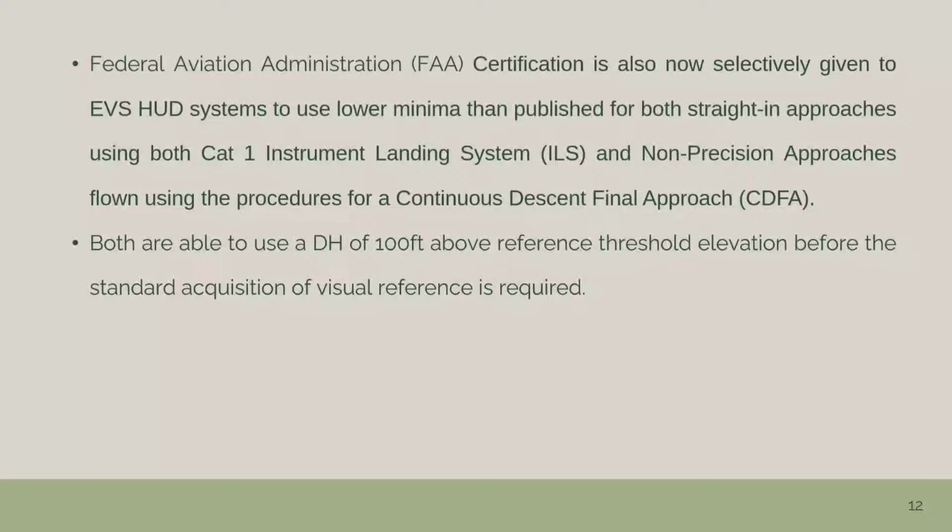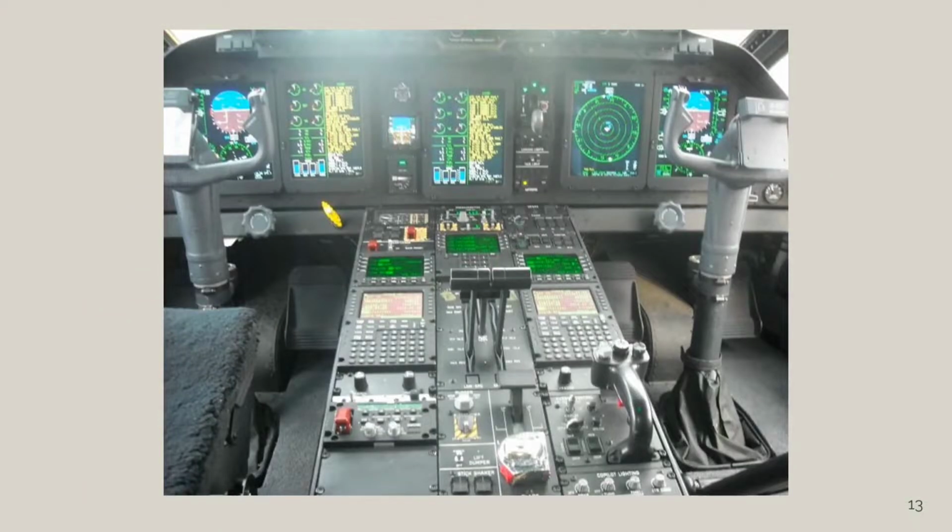Federal Aviation Administration, FAA, certification is also now selectively given to EVS HUD systems to use lower minima than published for both straight-in approaches using CAT-1 instrument landing system, ILS, and the non-precision approach flown using the procedure for continuous descent final approach, CDFA. Both are able to use a DH of 100 feet above reference threshold elevation before the standard acquisition of visual reference is required. Have a look at this image.